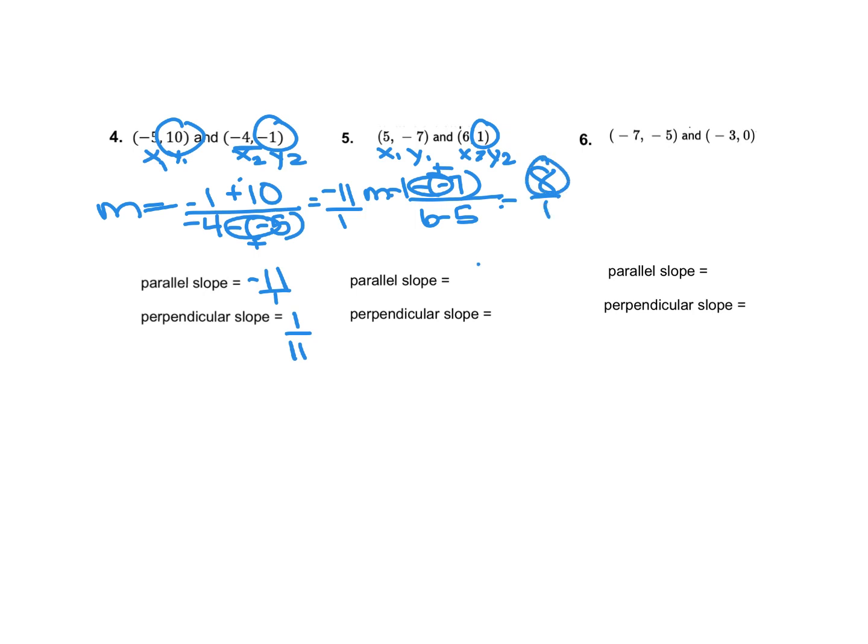The parallel slope will be 8. Opposite reciprocal, the opposite of positive is negative, so it's going to be a negative. And then the flip of 8 all over 1 is 1 all over 8. So in this lesson, we took a look at how to find parallel and perpendicular slopes.